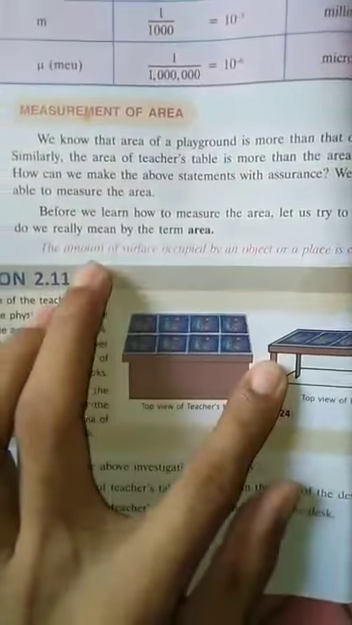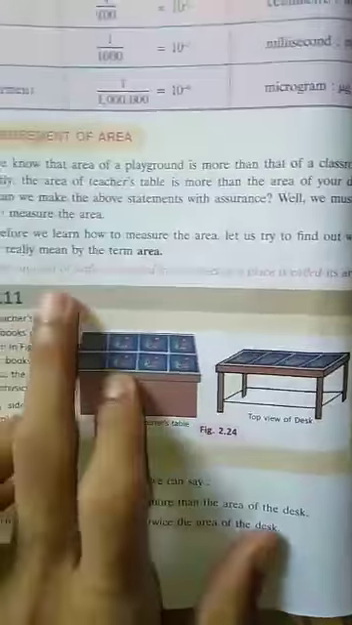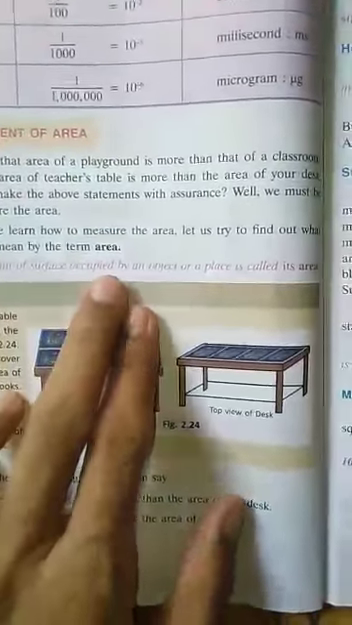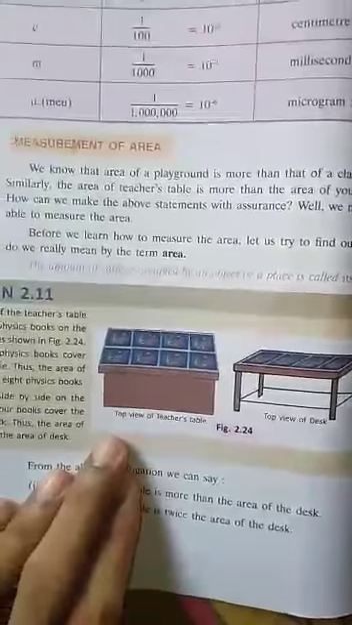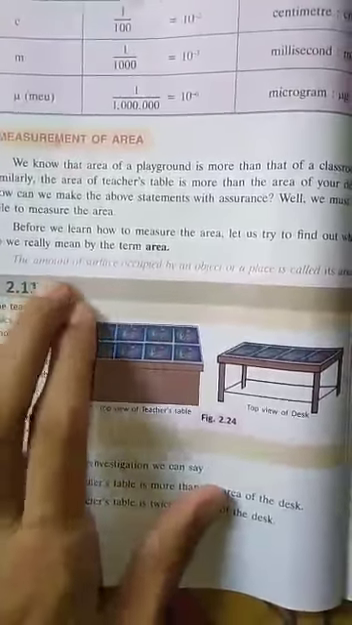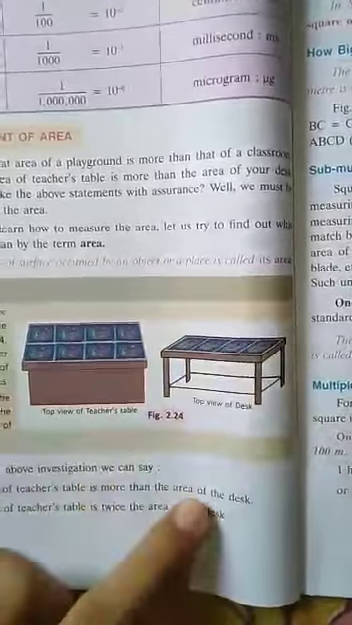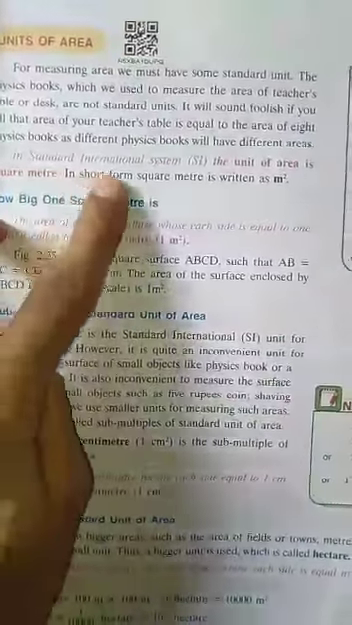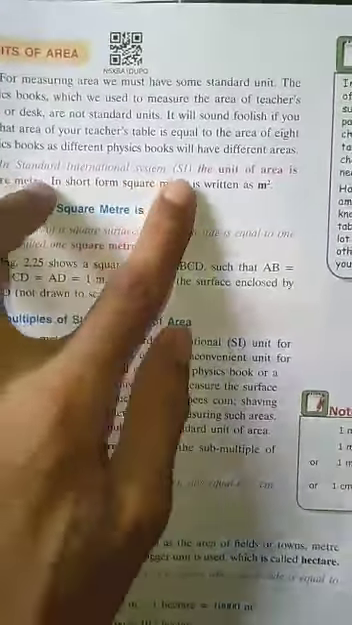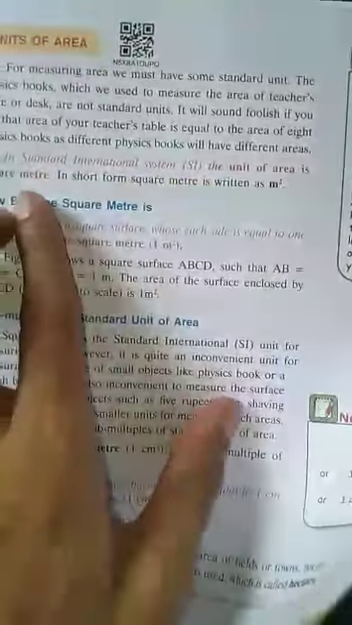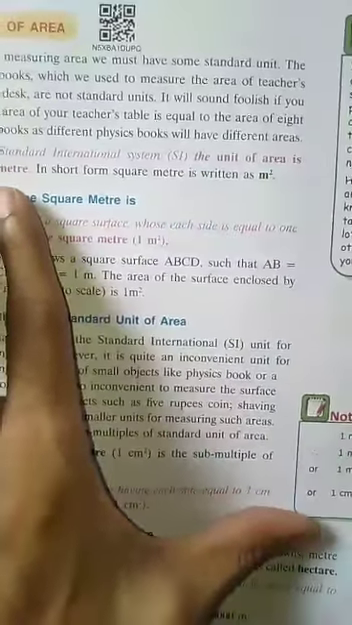Now we will discuss the measurement of area. So what is actually area? Area is the amount of surface occupied by an object or a place. Okay. So the definition of area is the amount of surface occupied by an object or a place is called its area. So now, in the standard international system, that means the SI unit of area is square meter or meter square.